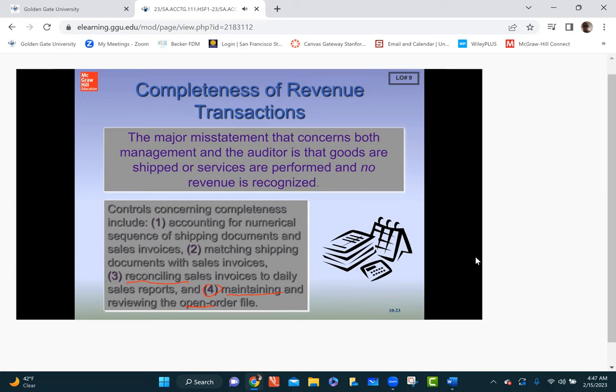So that then you get a listing back of those and you start to follow up to see what's going on with those particular ones. So that's an area where data analytics, because of the power that these software like IDEA and stuff have now, you could probably do a 100% check on that. You wouldn't even have to sample. Accounting for numerical sequence of shipping documents.